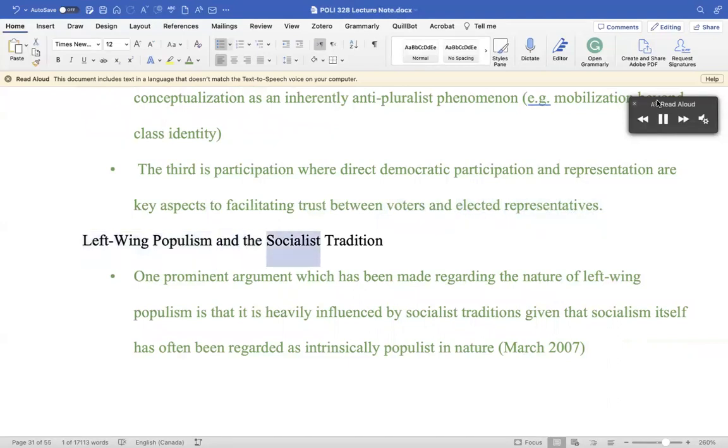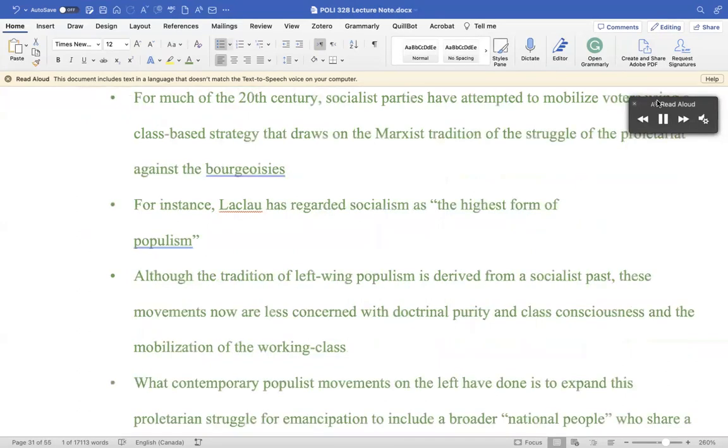Left-wing populism and the socialist tradition. One prominent argument which has been made regarding the nature of left-wing populism is that it is heavily influenced by socialist traditions, given that socialism itself has often been regarded as intrinsically populist in nature. For much of the 20th century, socialist parties have attempted to mobilize voters using a class-based strategy that draws on the Marxist tradition of the struggle of the proletariat against the bourgeoisie. For instance, Laclau has regarded socialism as the highest form of populism.